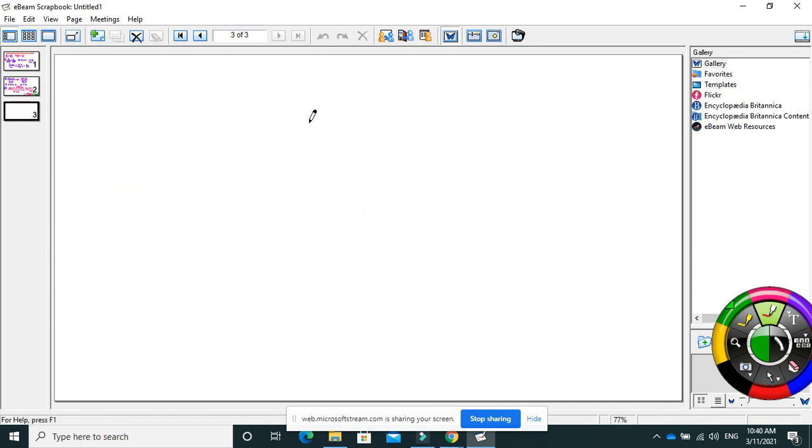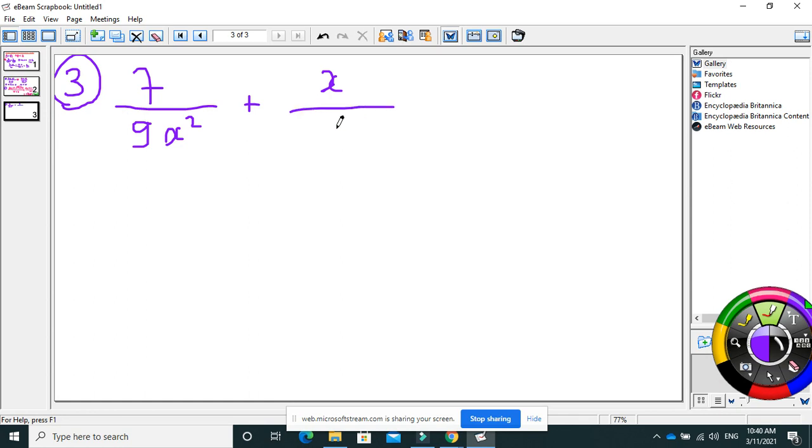Now I will give you an addition, but I don't clearly have the same denominator. So what can I do? So I have 7 over 9x squared plus x over 3x squared plus 3x. So I can see that I don't have the same denominator. So what should I do now?